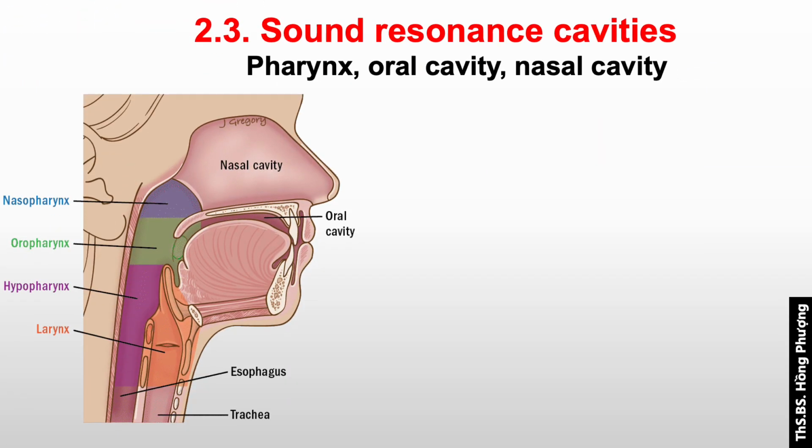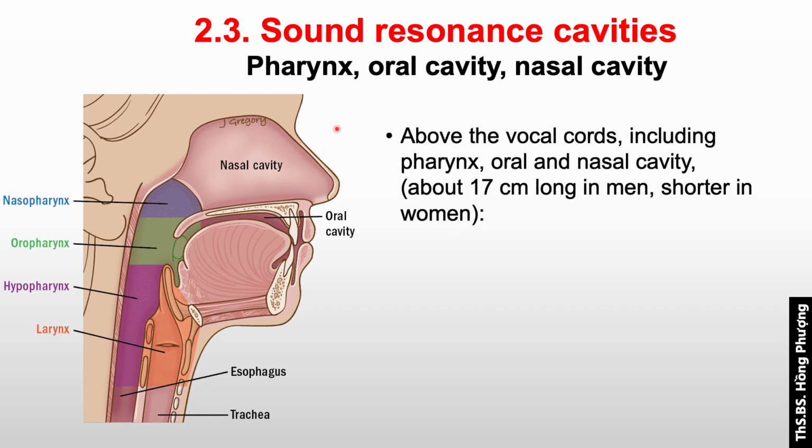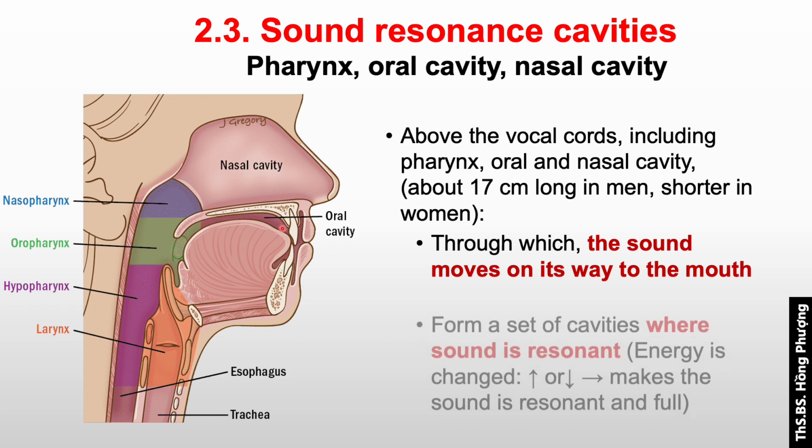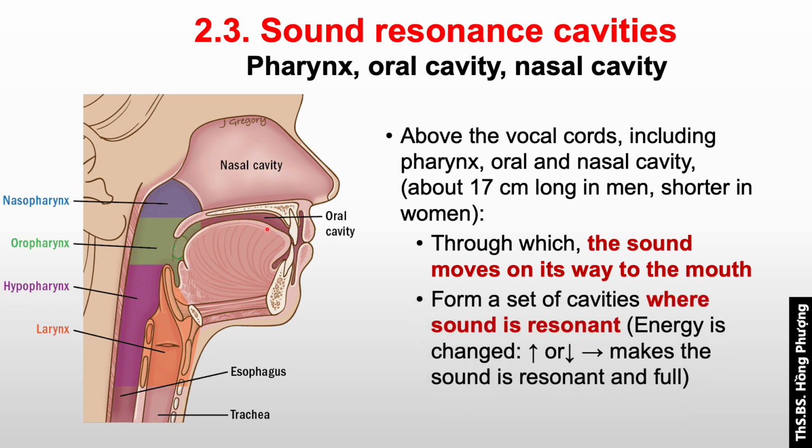After that, the sound moves to the sound resonant cavities, which are above the vocal cords and include the pharynx, oral, and nasal cavity. This area is about 17 centimeters long in men and shorter in women, through which the sound moves on its way to the mouth and forms a set of cavities where the sound is resonant. That energy is changed, increased or decreased, making the sound resonant and full.